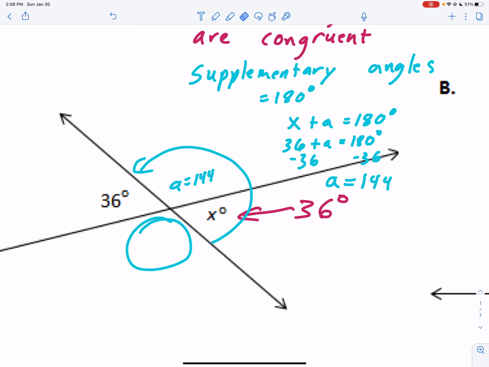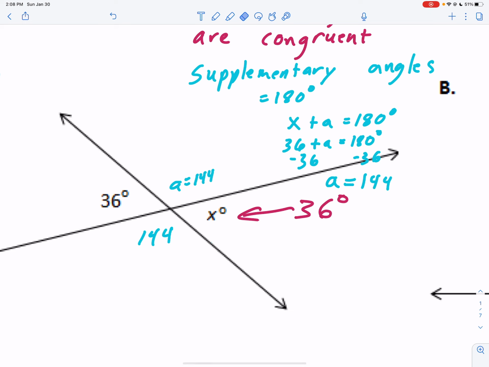And what's cool about this is, since we know that these two are vertical angles right here, this one's got to be 144 degrees as well. And now when we go through each one of these, we can actually prove it to ourselves. Going from here to here, it's got to add up to 180 because those are supplementary angles. So 36 plus 144 is also 180. You can just keep going around the circle and confirm all of these if you want.